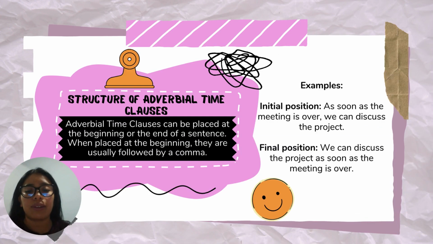The structure of adverbial time clauses. Adverbial time clauses can be placed at the beginning or the end of a sentence. When placed at the beginning, they are usually followed by a comma. Examples. In initial position: as soon as the meeting is over, we can discuss the project. And in final position: we can discuss the project as soon as the meeting is over.